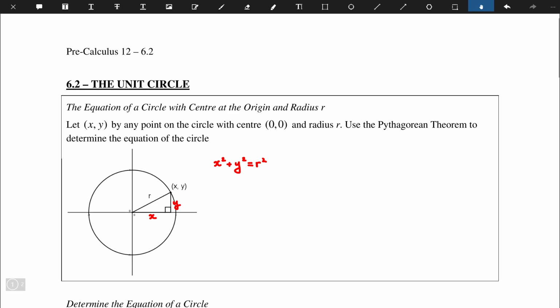Notice that this is also the case if x and y are negative. So in quadrant 3, this will also hold, since a negative x value and a negative y value, if they are squared, will still give us x squared plus y squared equals r squared regardless. So the equation x squared plus y squared equals r squared is the equation for a circle with radius r centered at (0, 0).